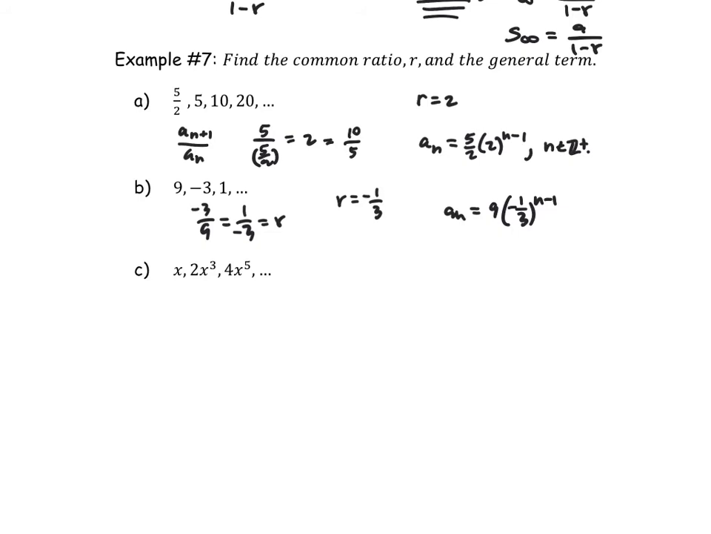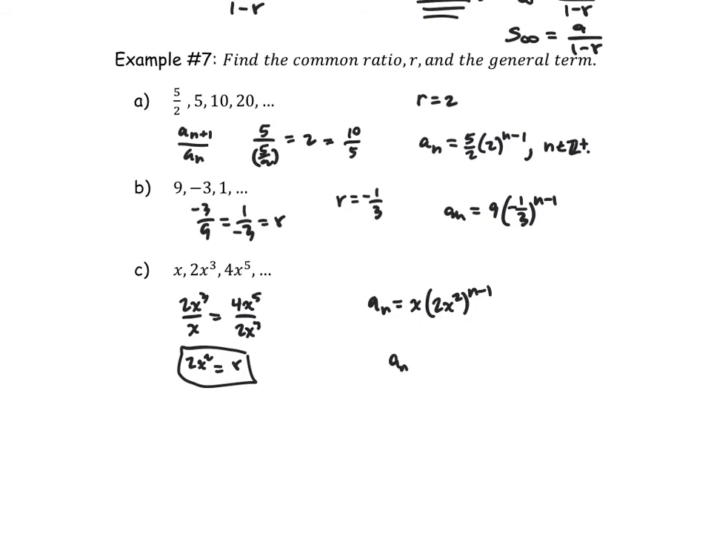Okay, let's look at a general case, including this variable x. Any term divided by the term before it should be equivalent if this sequence is geometric. And it looks like this comes out to be 2x squared. So r comes out to be 2x squared. So let's write the sequence a sub n. The first term is x, the common ratio is 2x squared, to the n minus 1. This could be written in multiple ways. I'm going to leave it like this for now.